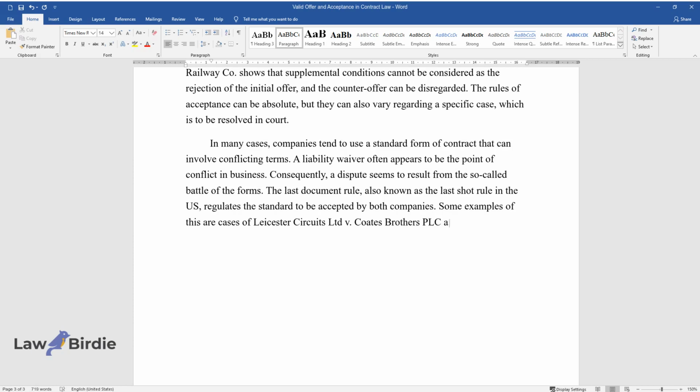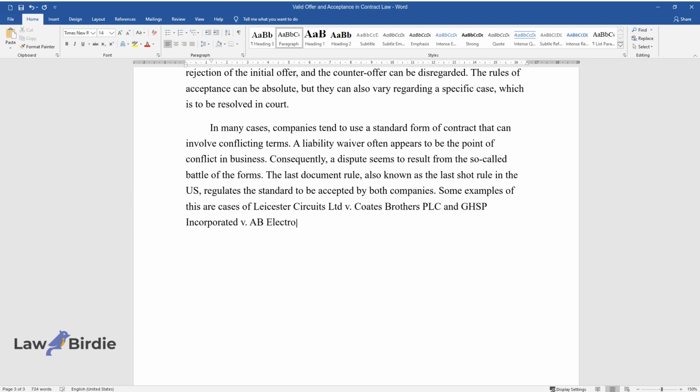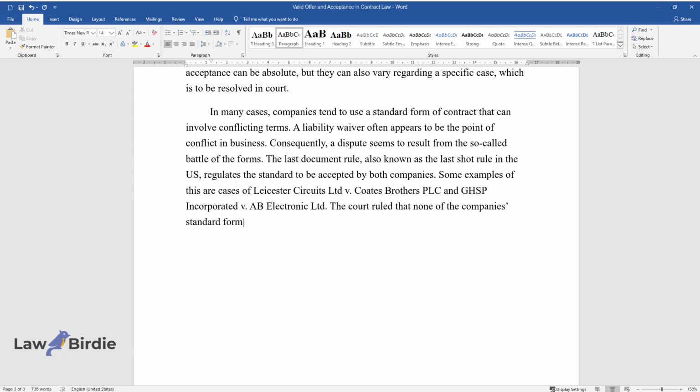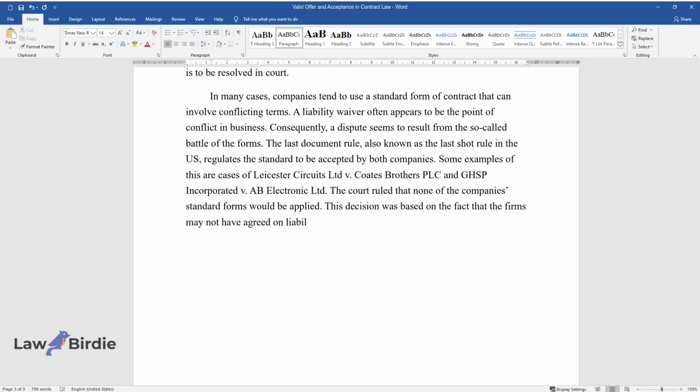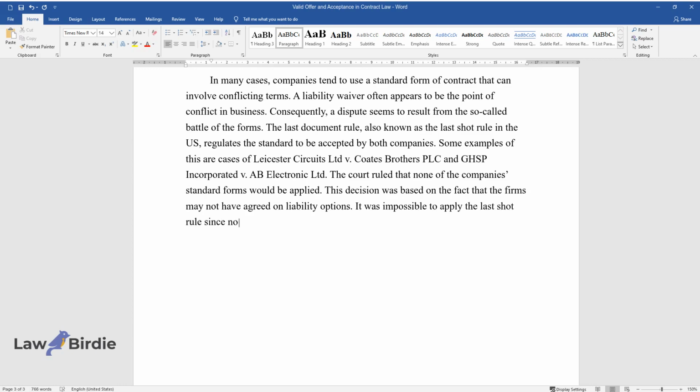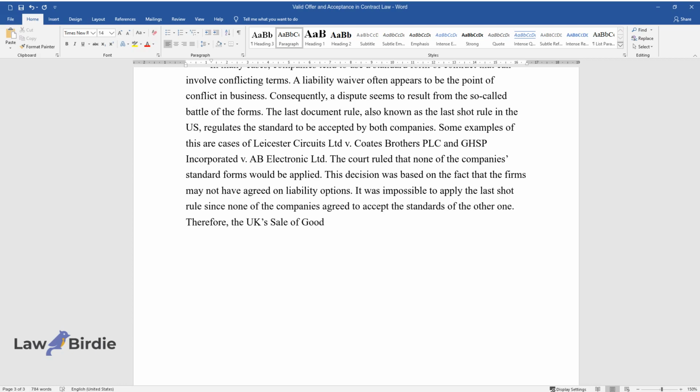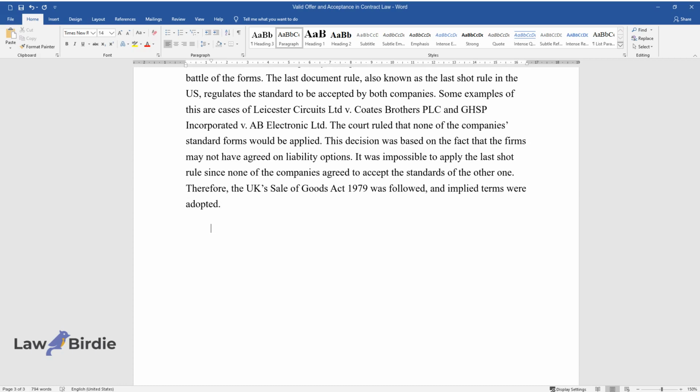Coates Brothers plc and GHSP Incorporated v. AB Electronic Limited. The court ruled that none of the company's standard forms would be applied. This decision was based on the fact that the firms may not have agreed on liability options. It was impossible to apply the last shot rule since none of the companies agreed to accept the standards of the other one. Therefore, the UK's Sale of Goods Act 1979 was followed, and implied terms were adopted.